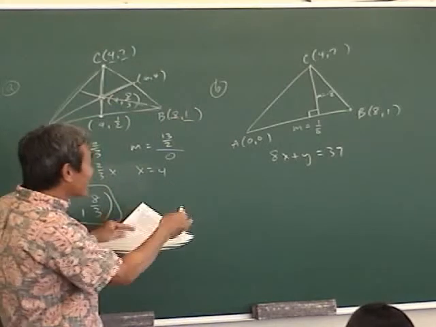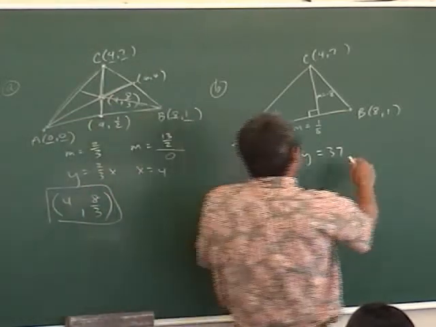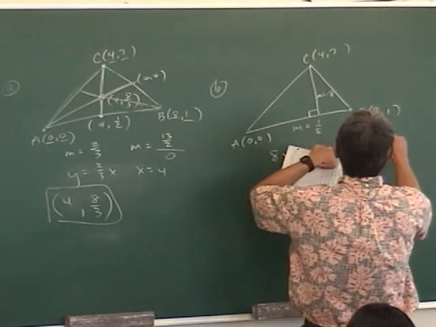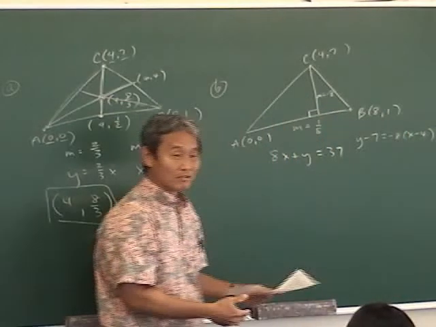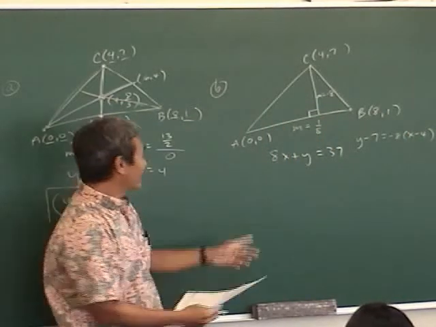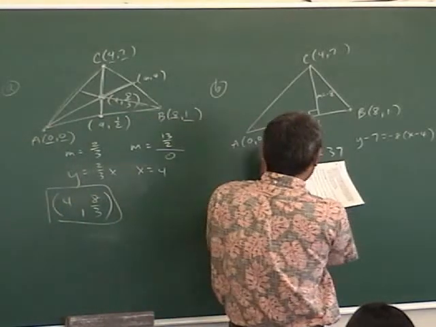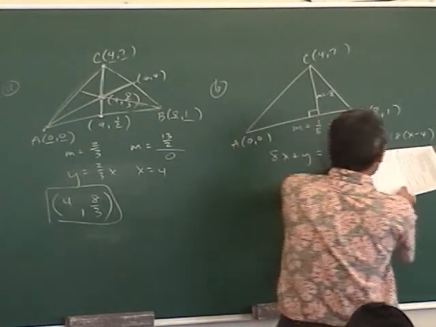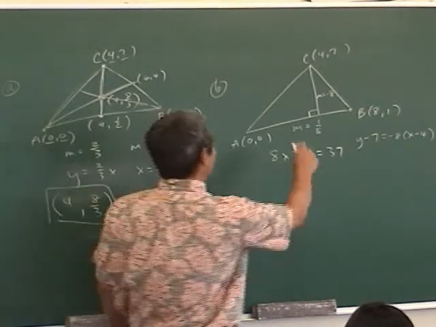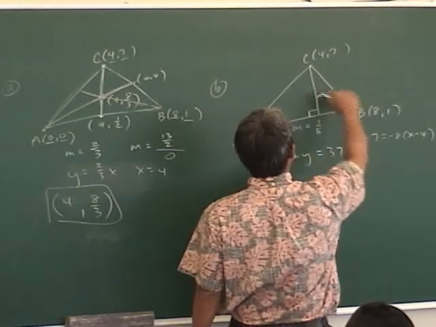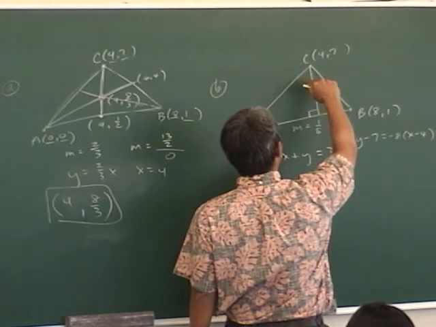You just got to practice that. No, Mr. Park, I'd rather do this then. Y minus 7 equals -8 times x minus 4. That is correct also. If you cannot handle that, you cannot handle this kindergarten stuff, then do the preschool stuff. It doesn't matter. Okay, next altitude. You want to do the one from A or the one from B? Okay, the one from A.